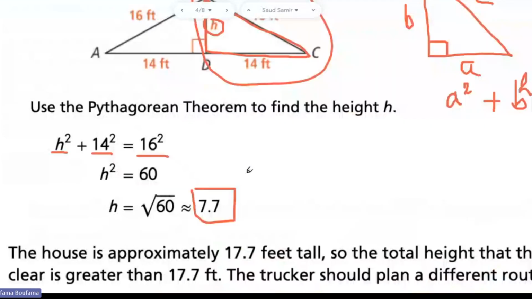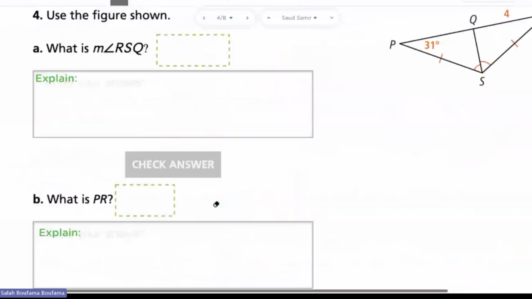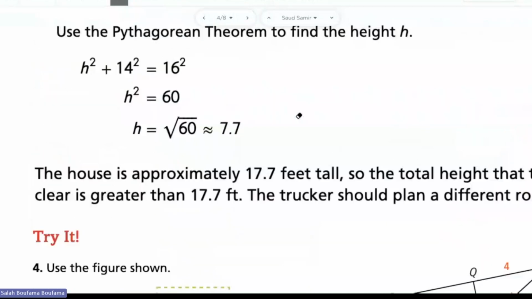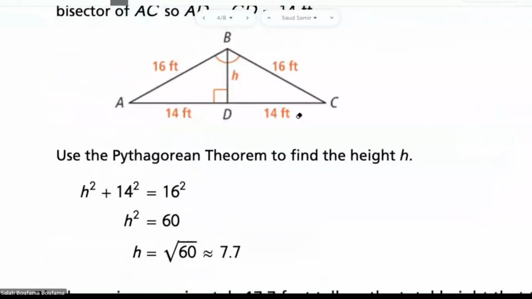Is this clear about this problem? Okay. Question 4. Question, Mister. Should we always use the Pythagorean theorem to find the height? How do you use the Pythagorean theorem to find the height? No. It's just that always we use it, or sometimes time to time we use it. You only use it when you have a right angle. Okay.